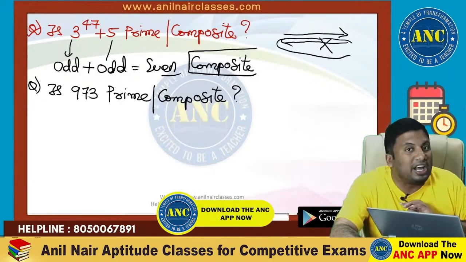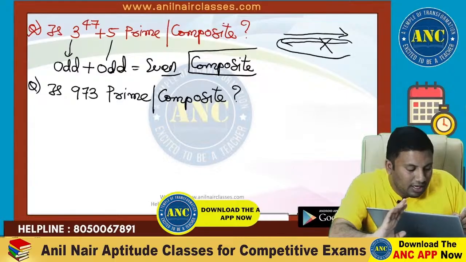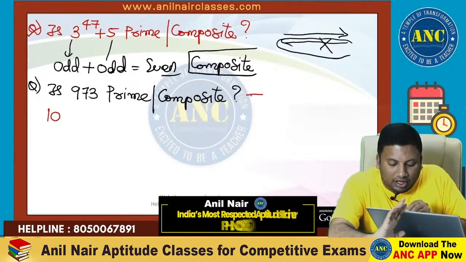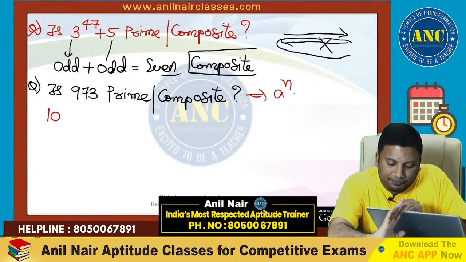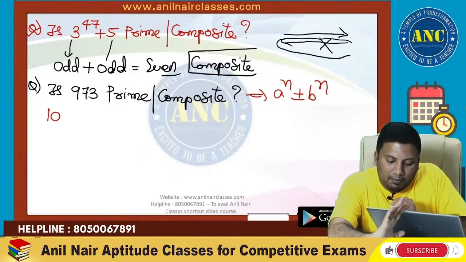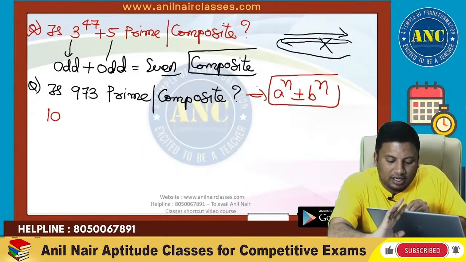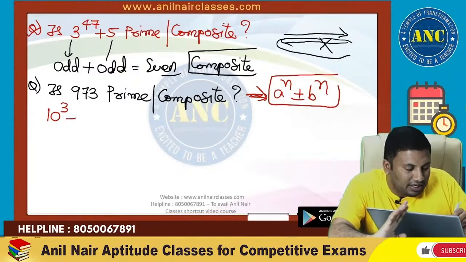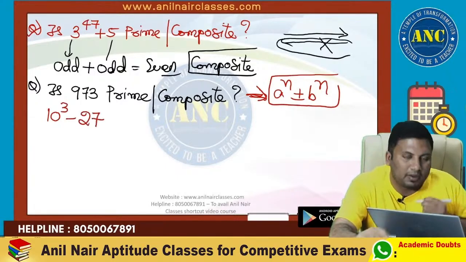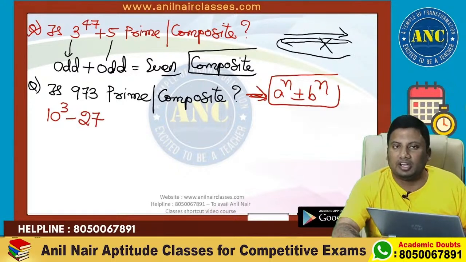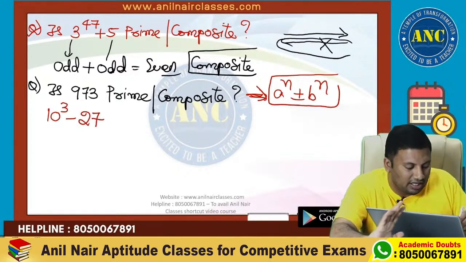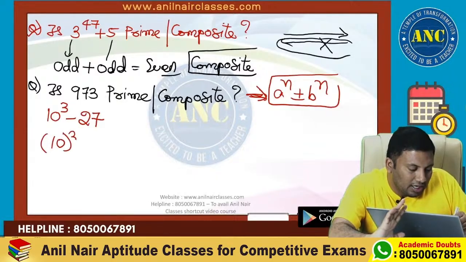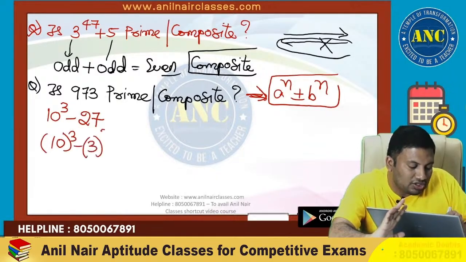Now don't take the square root and waste your time. For 973, try to write the number in the form a power n plus or minus b power n. 973 is 10 cube minus 27. 1000 minus 27 is 973. This is nothing but 10 power 3 minus 3 power 3.